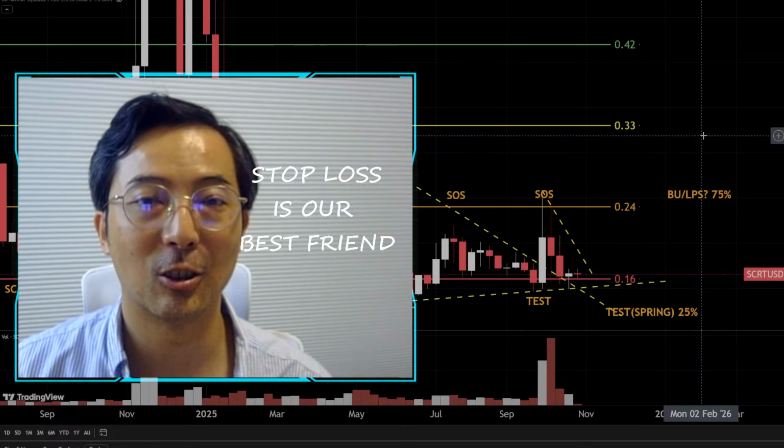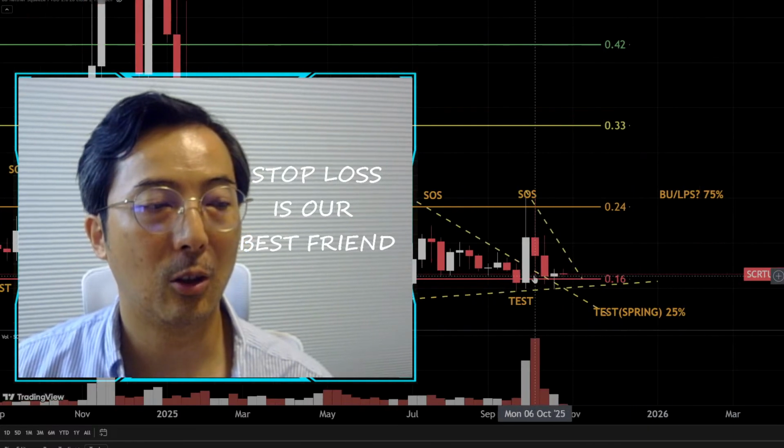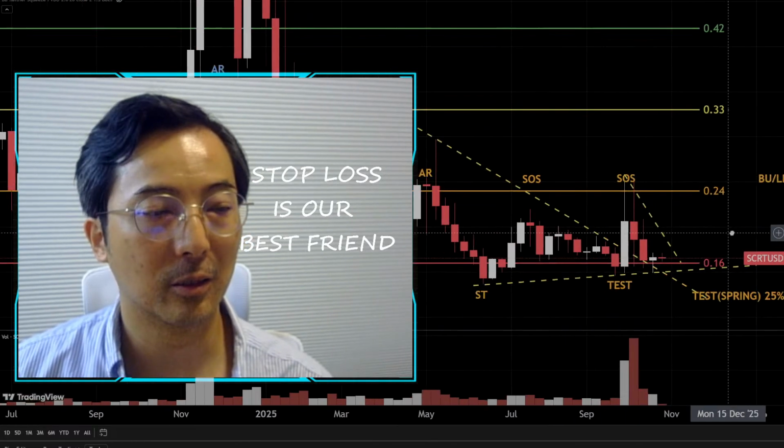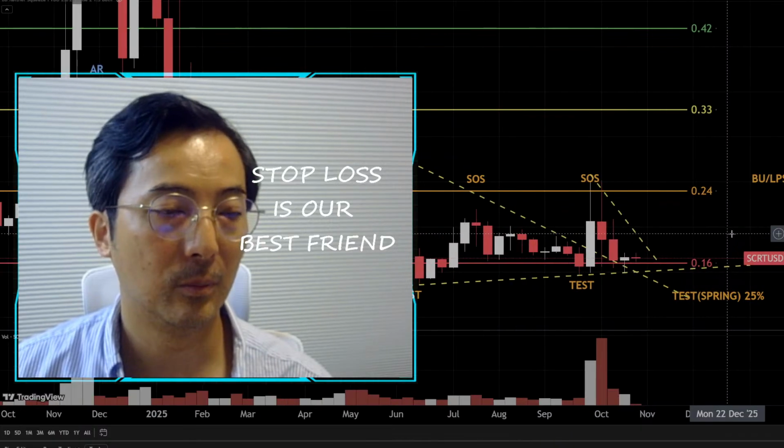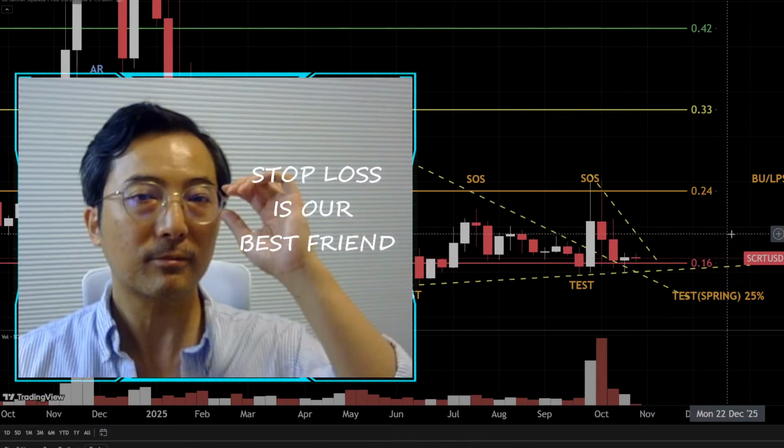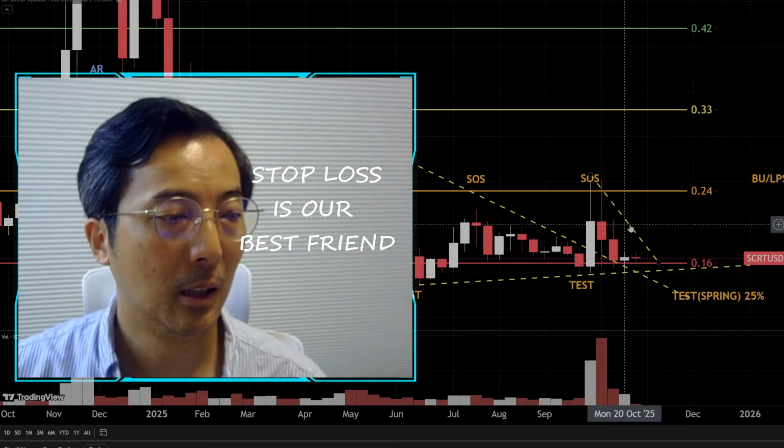Obviously, with these uncertainties, people are not really putting a lot of money into riskier assets. So that's why you see gold prices keep going up.